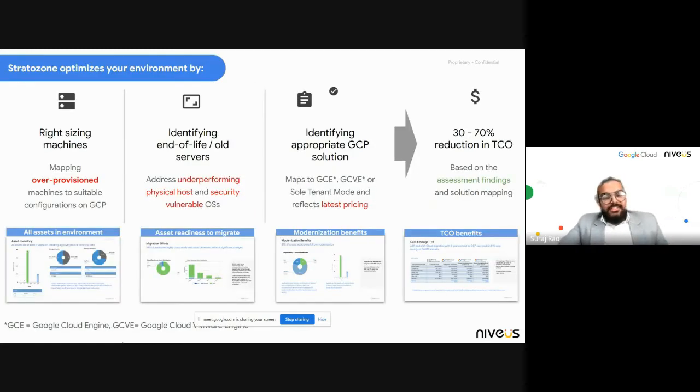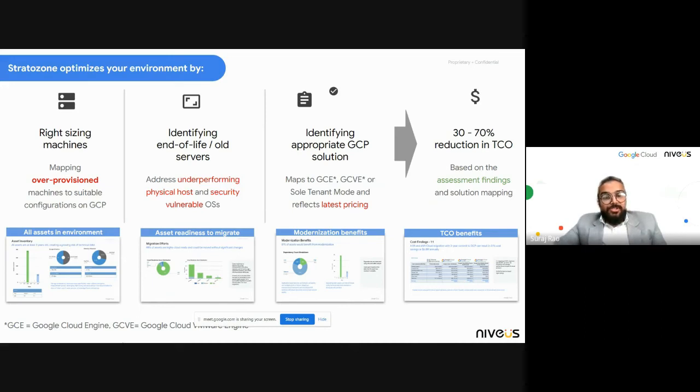So just take a deep breath, relax, and allow the Stratozone agent to sit within your on-premises server and do its job. Right, so Stratozone will collect your infrastructure details, starting from CPU utilization, RAM utilization, the kind of disk that you're using, the kind of application that you have deployed. Right, it will gather and analyze these aspects, and Stratozone will do the mapping or the right sizing for you. For example, if you have a 2-core 8GB machine in your on-premises, that can be running on any Intel platform or any AMD platform, right? But Stratozone has the intelligence that can help you map your on-premises server to its equivalent in the cloud, right? Thus, you don't end up over-provisioning the machine in GCP, right?